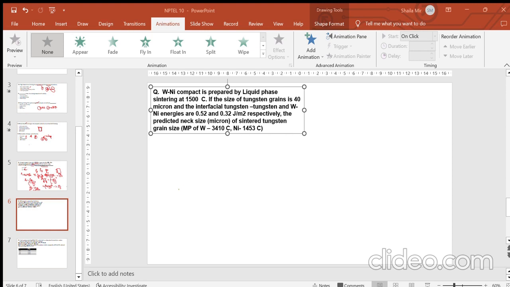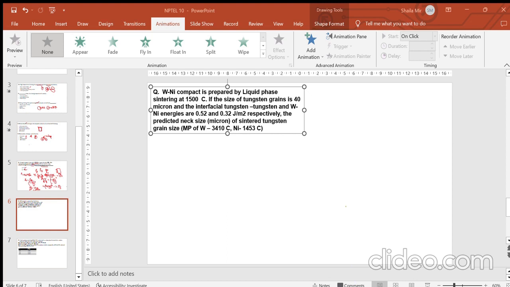So we will have the surface energy between tungsten and tungsten equal to 2 times the surface energy between tungsten and nickel, cos of theta by 2. Okay, so now you have this relationship. You can say that cos of theta by 2 is equal to the interfacial energy between your tungsten atoms, divided by 2 times the surface energy between your tungsten and nickel.